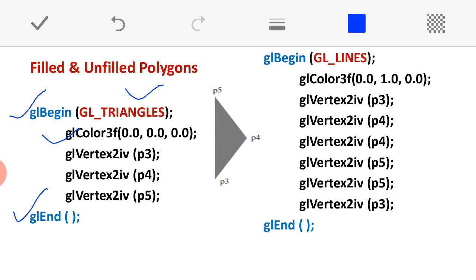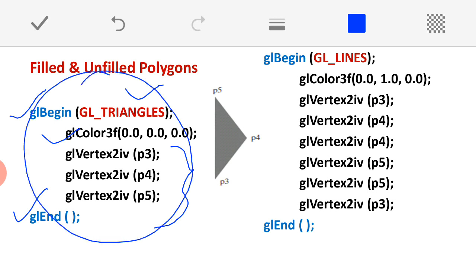Okay. Then a triangle will come with how many vertices? 3 vertices. For simplicity, I have taken points P3, P4, P5, let it be. So, if I execute this by calling this particular GL underscore triangles, my output will be this one. See, this is P3, P4 and P5. All these things will get joined, and also I am going to get a filled color with black color. Okay. So, this is the filled polygon that we are going to get.